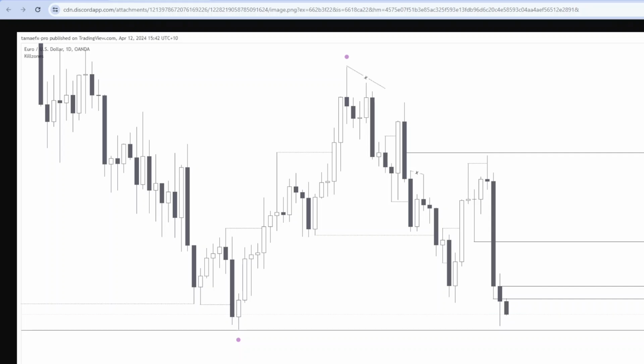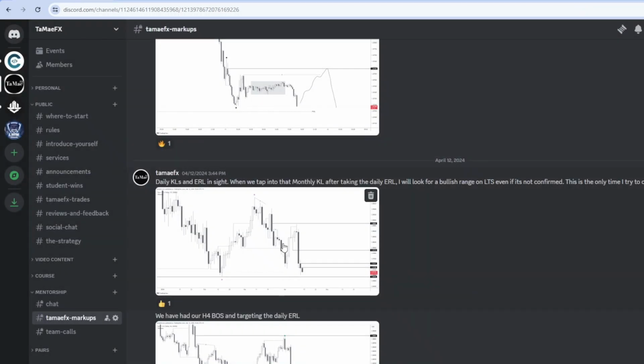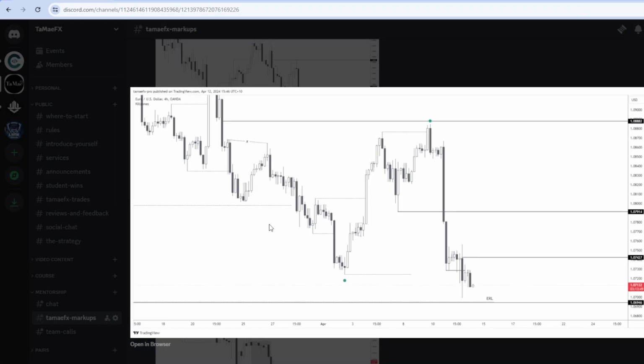Okay, so now I went on my lower time frame, H4. So as you can see, H4 gave us a BOS here. This was my external range liquidity on H4, and it was broken here. So after external range liquidity is taken, I expect price to pull back and continue. But we wait for lower time frame to confirm if price is starting to pull back.